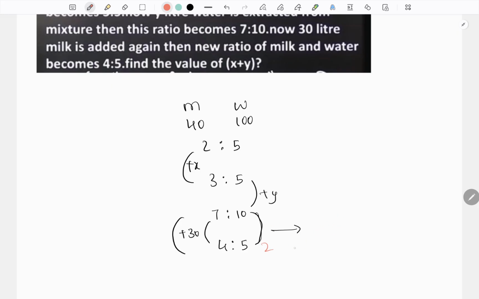So to make that I have to multiply this by 2. So 7 is to 10 will be as usual. Then it becomes 8 is to 10. Fine. So this will be 30 liters. Okay. One part is 30 liters.